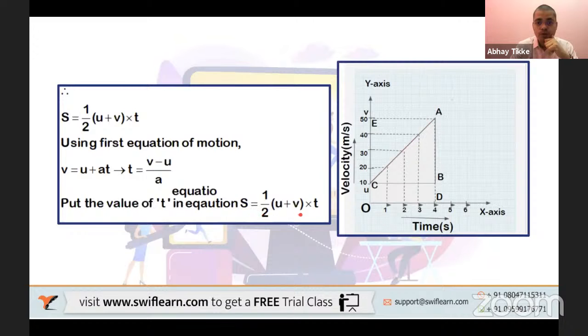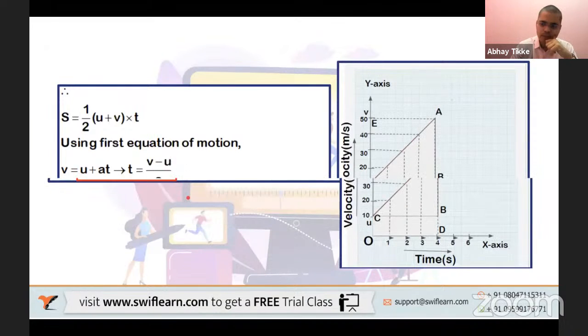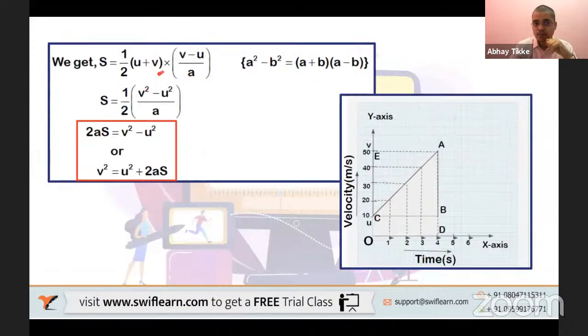S equal to half into U plus V into T. T की जगह क्या लेंगे? V minus U upon A. तो देखो क्या आता है? इसको simplify करो. U plus V into V minus U divided by A. Now you should use this equation here.